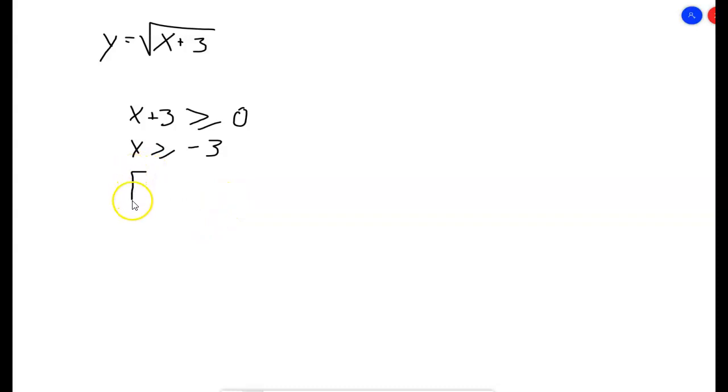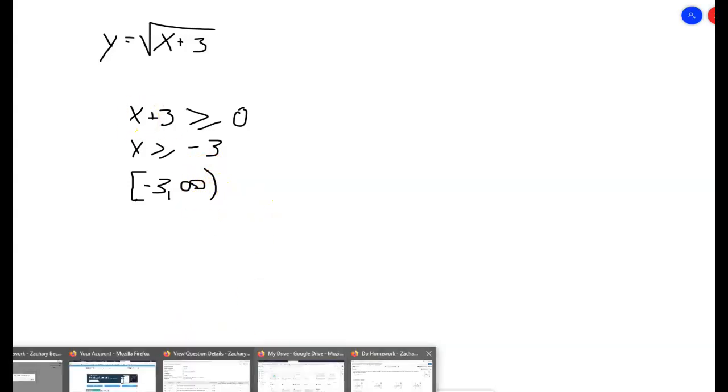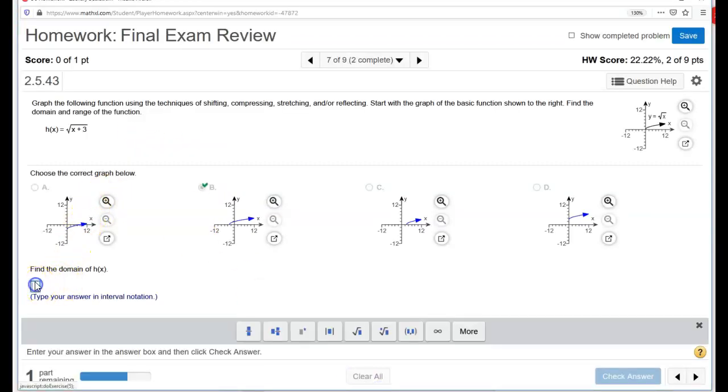And in interval notation, that means that I include the -3, so I write the bracket, and I go all the way up to infinity. And we always use a parenthesis with infinity. All right, so let's put that in there. So [-3, infinity).